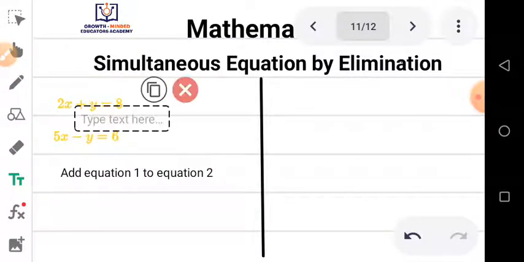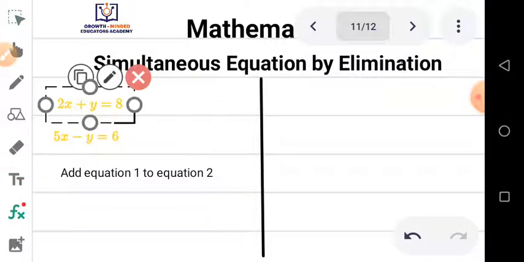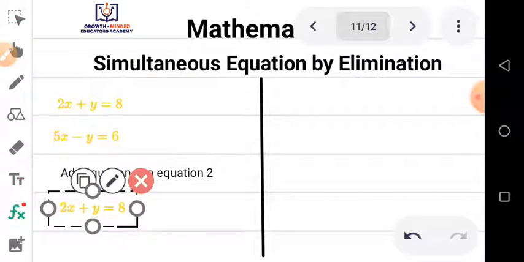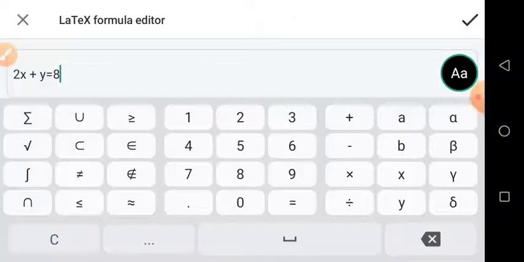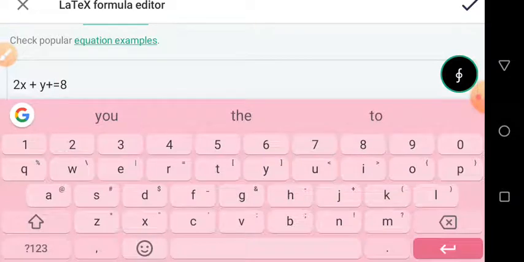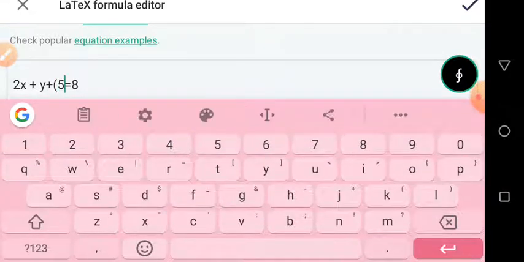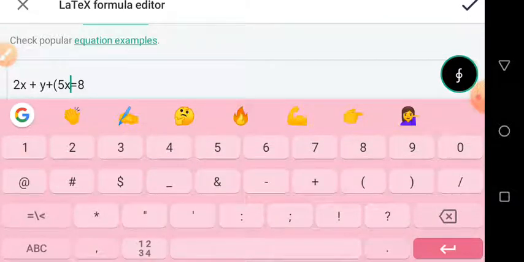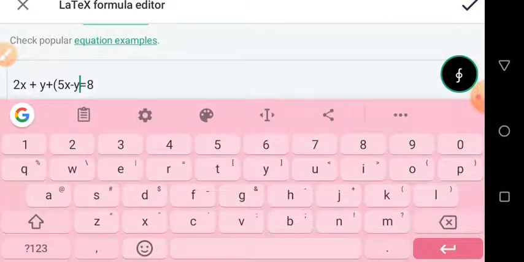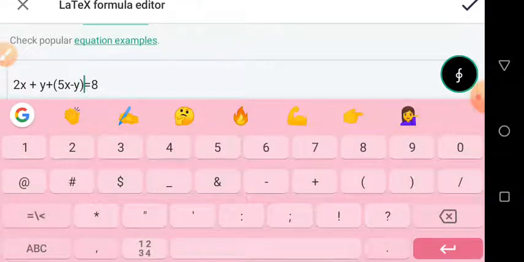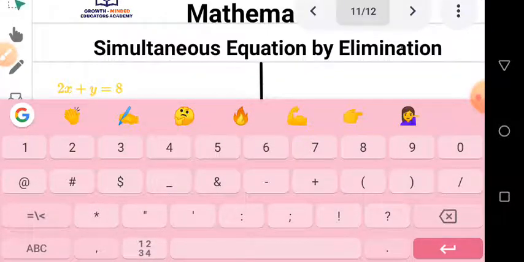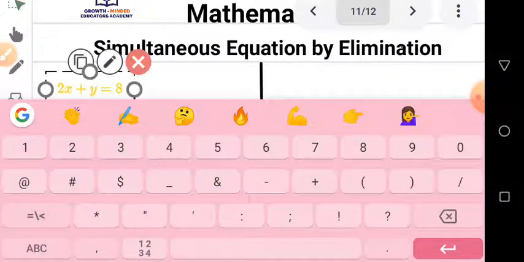So we just take the first equation, add it to the second equation. And the second equation is 5x minus y. So we just plus, use our bracket. Don't forget, brackets are very important when dealing with things like this. 5x minus y, then we close the bracket, equals 8 plus, remember we are adding, 8 plus 6. So we simply have that.